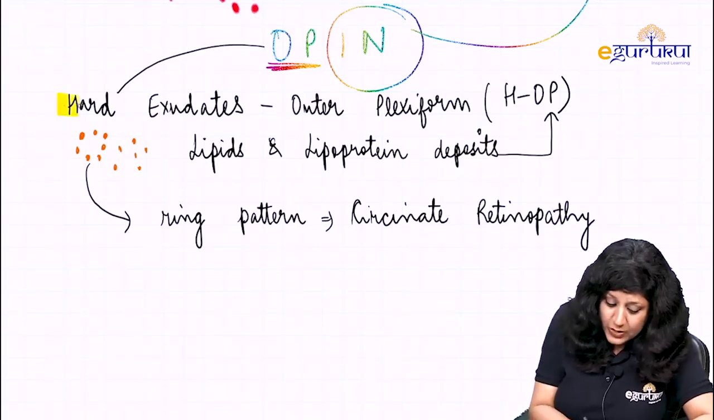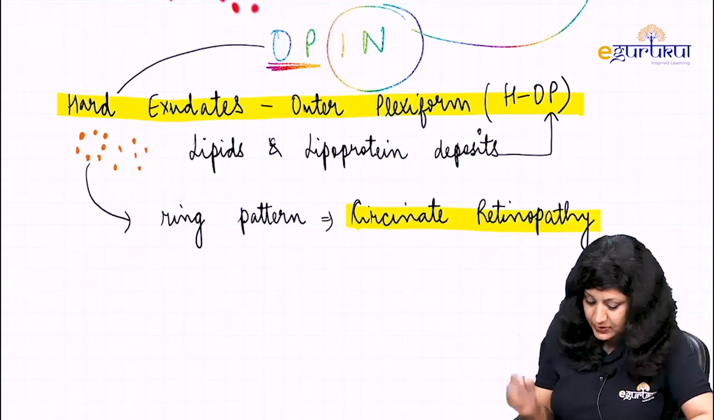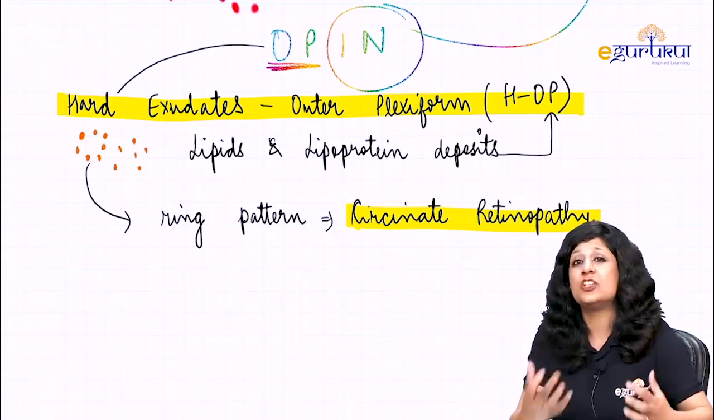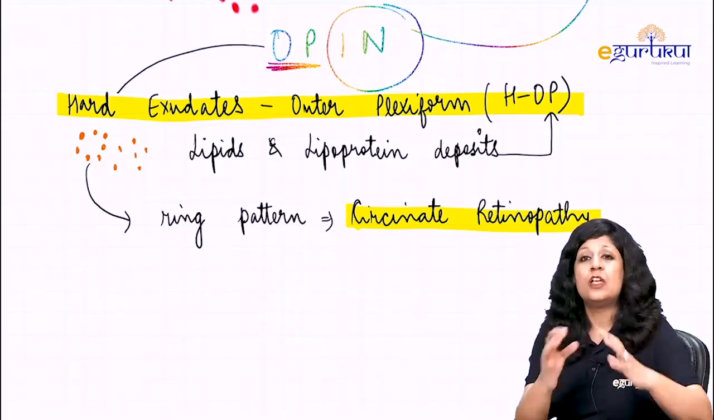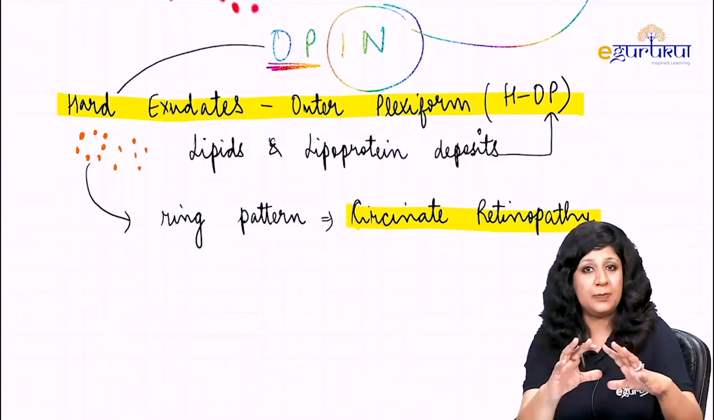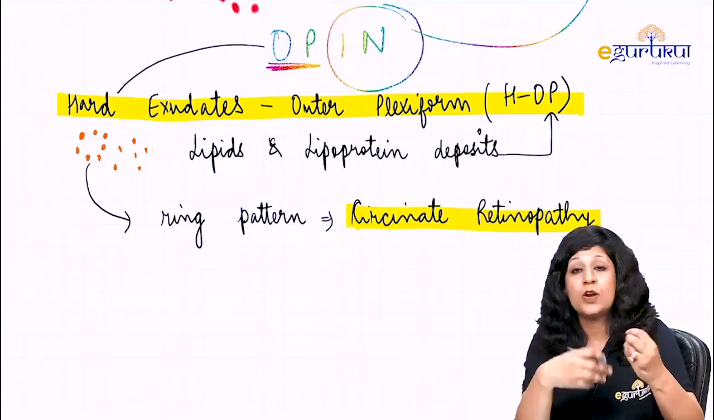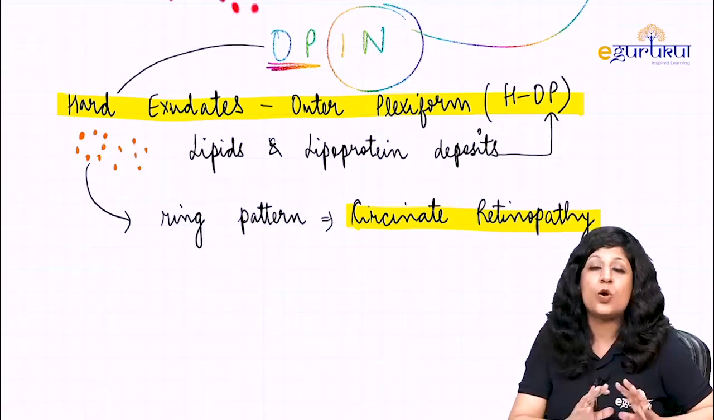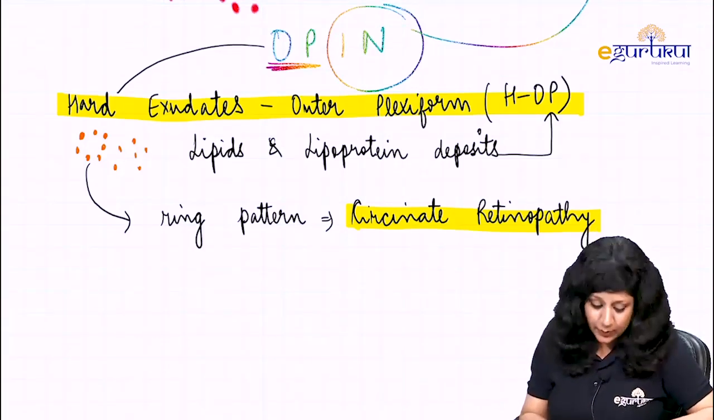So what are actually hard exudates? What is circinate retinopathy? How do the hard exudates look like? What are the changes that you are getting in NPDR? You are having so many changes in NPDR, but what you are not having is the proliferation. That is why it is called as non-proliferative stage of diabetic retinopathy.